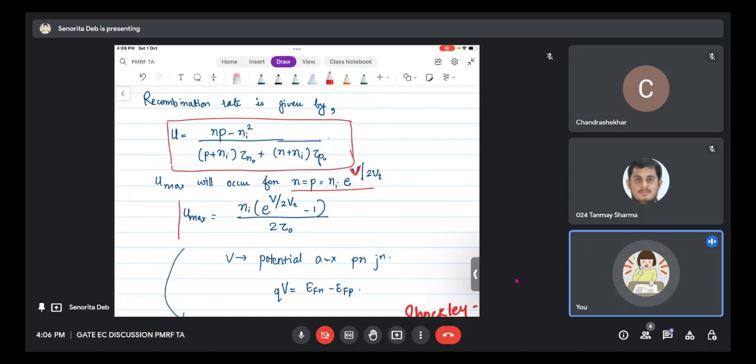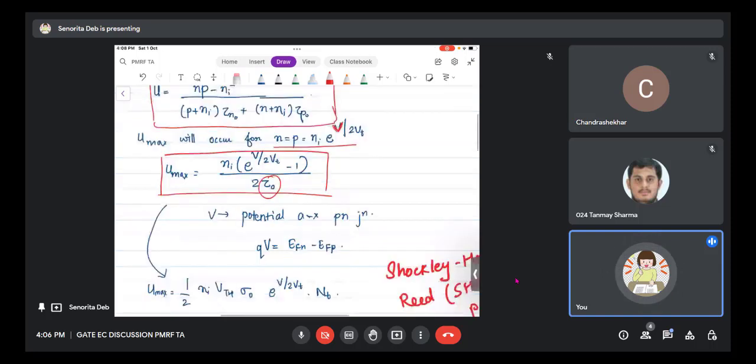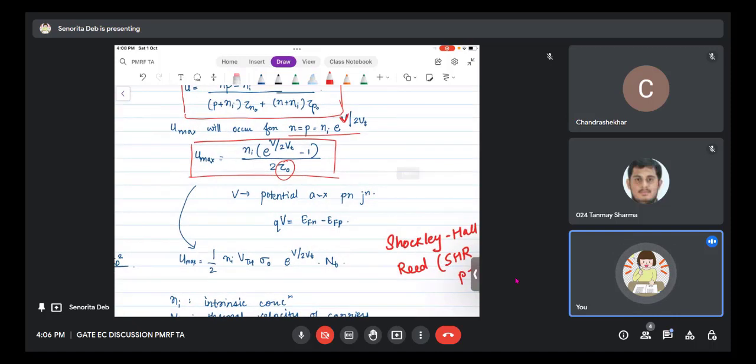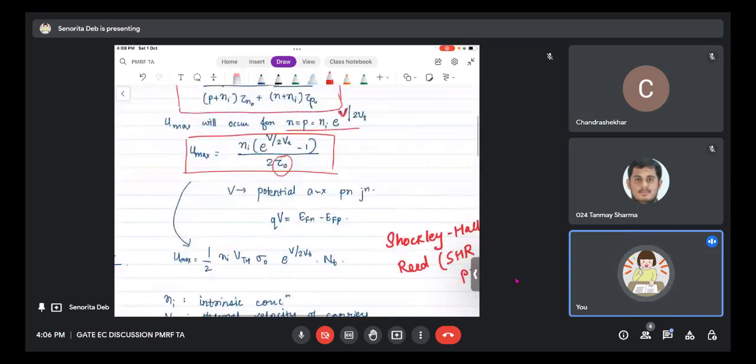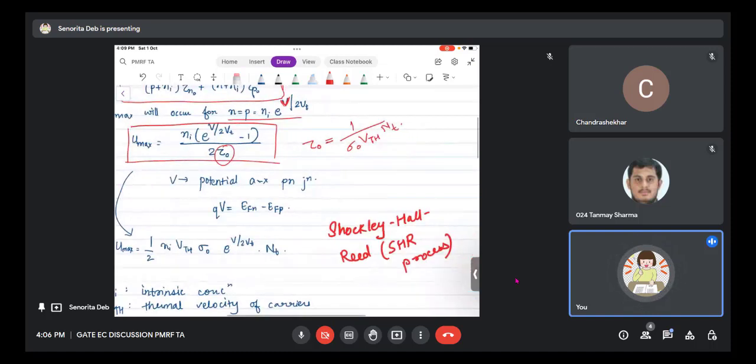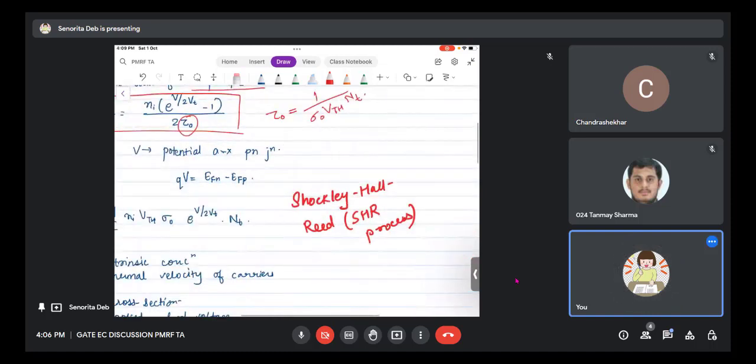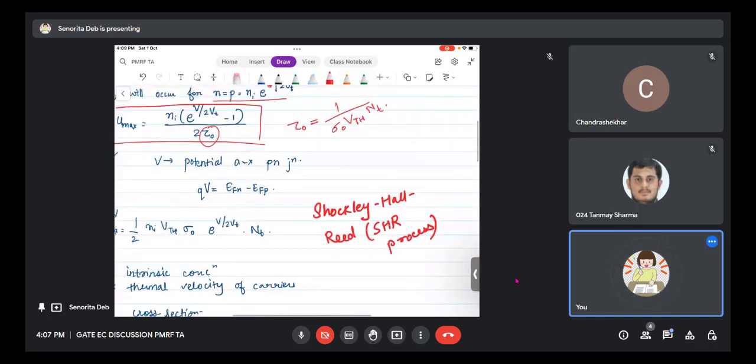From here we get Umax as ni e to the power V upon 2Vt, where the minus 1 can be ignored, divided by 2 tau naught. Now tau is a time quantity, and in one more paper I found that it can be replaced. So tau naught is nothing but 1 upon sigma naught Vth Nt.